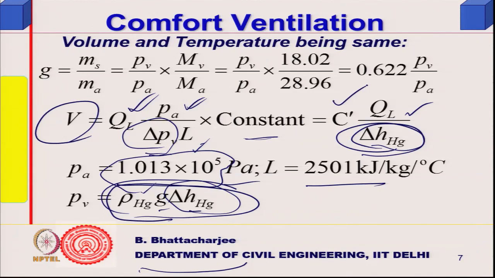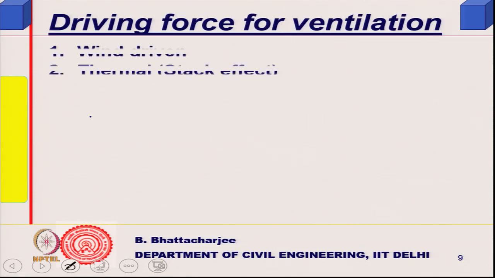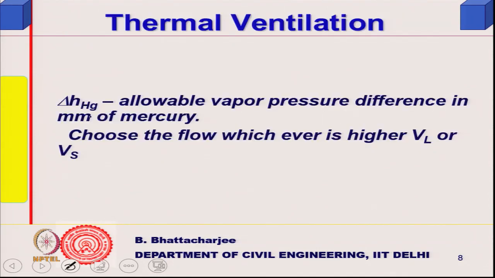C is a constant which will depend upon all these factors that we looked into, and from this you can find out what is the V required. So, whichever is higher V, you choose that. Whichever is higher V, whether V for latent heat removal or V for sensible heat removal.